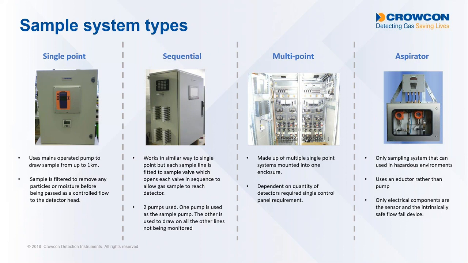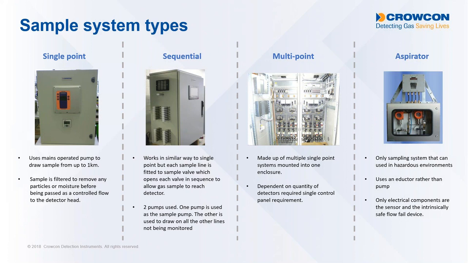If we move over to sequential, it works in a very similar way to a single point, but as you'll see on the side of that enclosure, there are multiple ports, and we have up to 32 that can be listed on one sequential sample system enclosure. Effectively, there's a sample valve behind here, which opens the valve for each one of these ports in a predefined sequence, which allows the gas sample to reach each detector. There's only one at a time, and for a short period of time, and then it will move on to the next port. This is completed with two pumps.